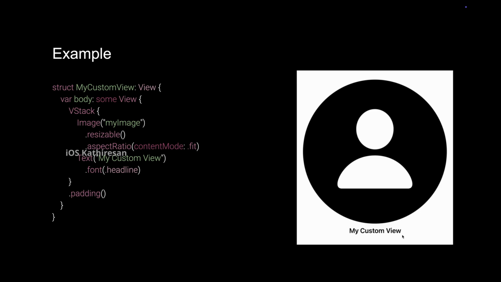The text field text was mentioned here, and we also change the font by using the font modifier. Overall, the VStack was embedded, and at last we apply the padding for that. So the UI will look like this.